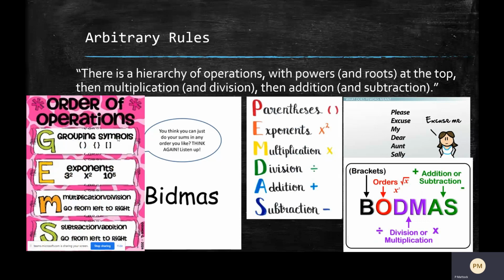This is a recent one. Gems. Grouping symbols, then exponents, where roots are in there. I don't know. Do you have to learn that root is power a half before you can fit it in? The square root is power a half, I should say, and then multiplication and division, and then subtraction and addition. Subtraction comes before addition that time. Okay, if you say so.